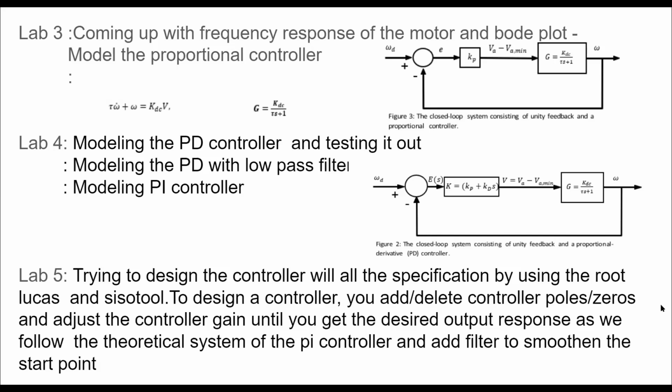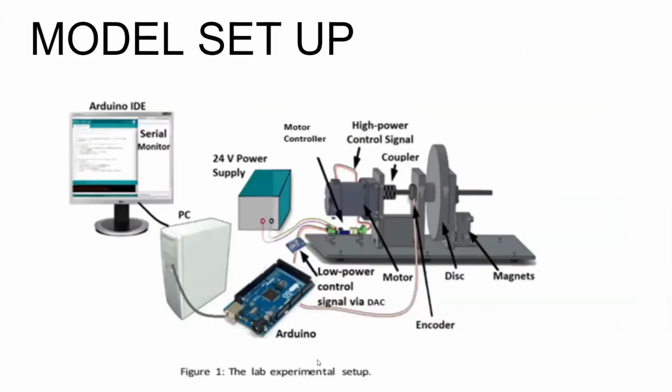And in lab 5, we tried to design a controller using the root locus and sisotool program in MATLAB. Basically, we added zeros or deleted zeros, or added poles, deleted poles, until we got the output response that we were looking for. And this was our initial model setup.